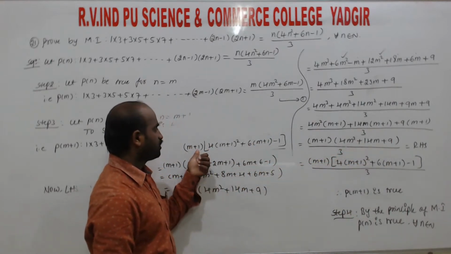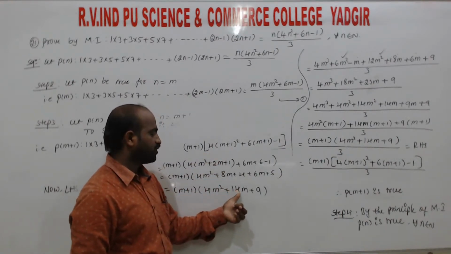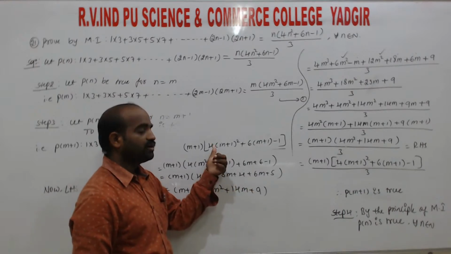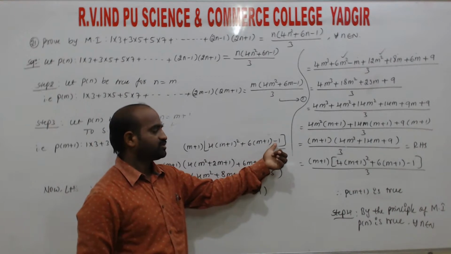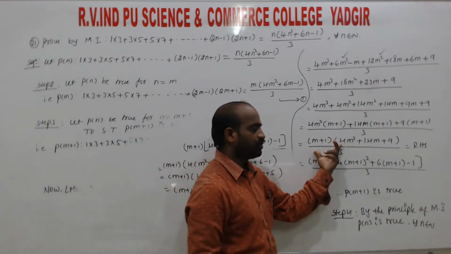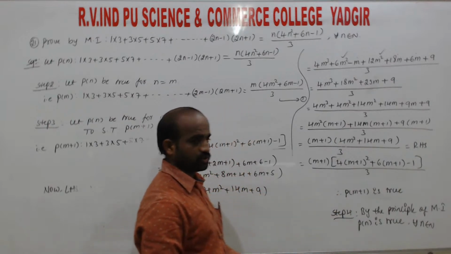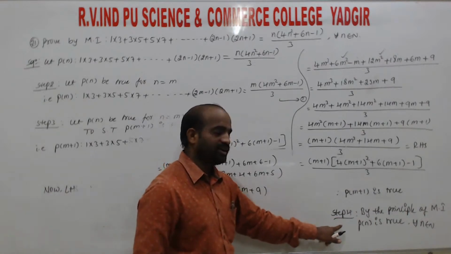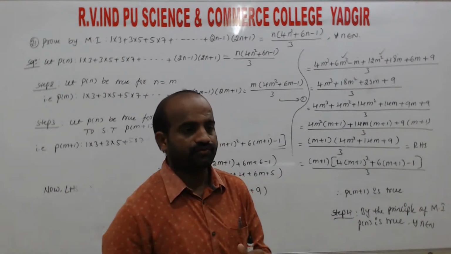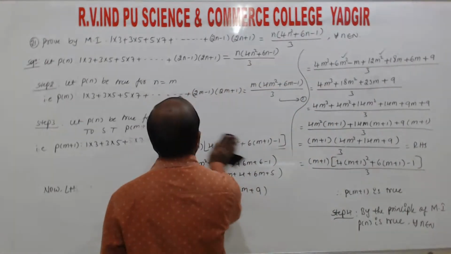Okay, this equation can be written as 4m square plus 14m plus 9 can be written as 4 into m plus 1 square plus 6 into m plus 1 minus 1. This is equal to RHS. Therefore, P of m plus 1 is true. Step 4 is, by the principle of mathematical induction, P of n is true for all n belongs to N.